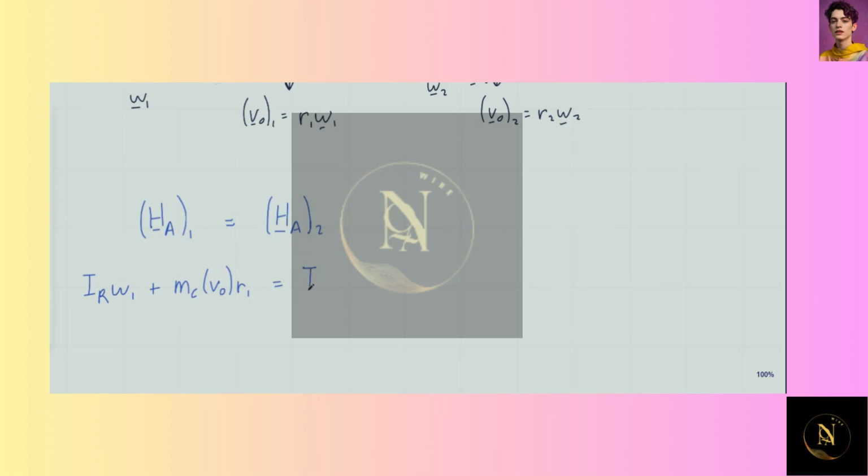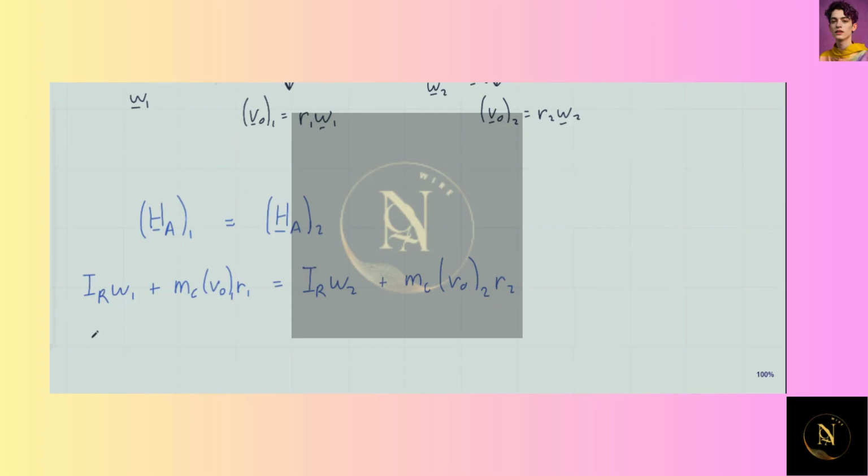In position 2, the moment of inertia IR multiplied by omega 2 in position 2, plus the mass of C times V0, this is V0 in position 1, this is V0 in position 2, times R2. So the angular momentum is basically conserved between the two positions.